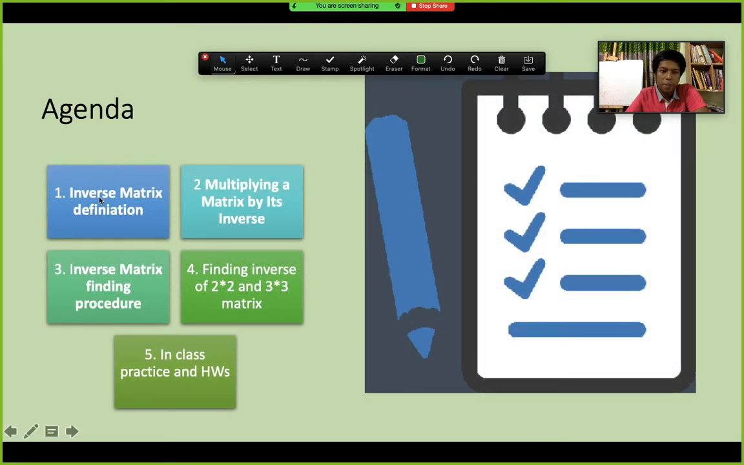These are the agenda: inverse matrix definition, multiplying a matrix by its inverse, inverse matrix finding procedure, finding the inverse of 2 by 2 and 3 by 3 matrix, and in-class practice and homeworks. So these are the things that we have in our mind.